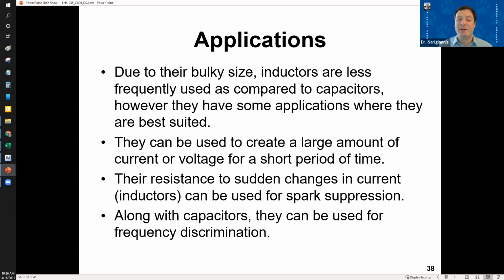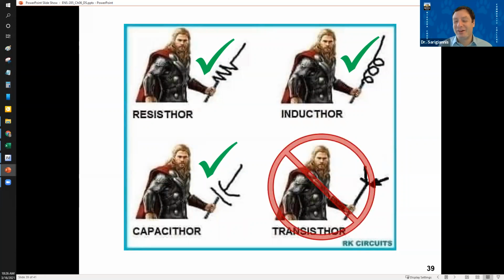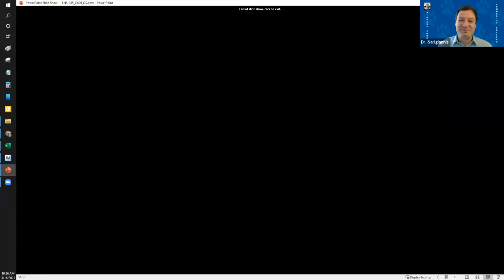And in combination with capacitors, you can use them for frequency discrimination. So things like, if you go from one country to another and one's at 60 and the other 50 hertz, you can use this. So we've covered resistors, we've covered inductors, we've covered capacitors. We will not be covering transistors. That's the conclusion for the slide deck.